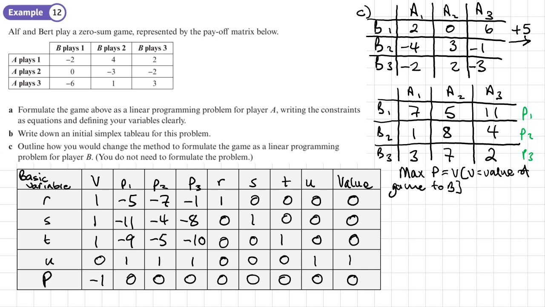So we would have 7P1 plus P2 plus P3 is greater than or equal to V, and so on. So you can see it's exactly the same as what we did before. Transpose the original matrix and reverse the signs, and then carry on exactly the same steps as previously.